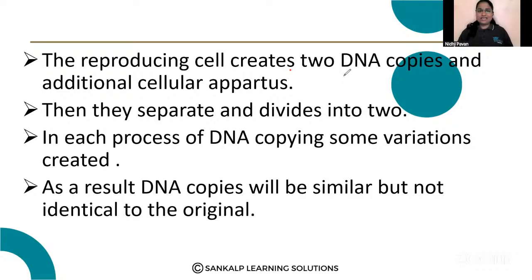Reproducing cells are usually the gametes. So these gametes will have 2 DNA copies during the production of gametes, the production of reproductive cells. So these copies, along with additional cellular apparatus, that is, 2 mitochondria, 2 nuclei, and so on, then they separate and divide.